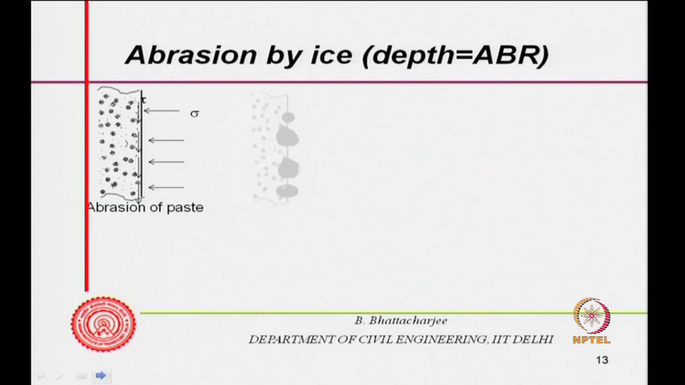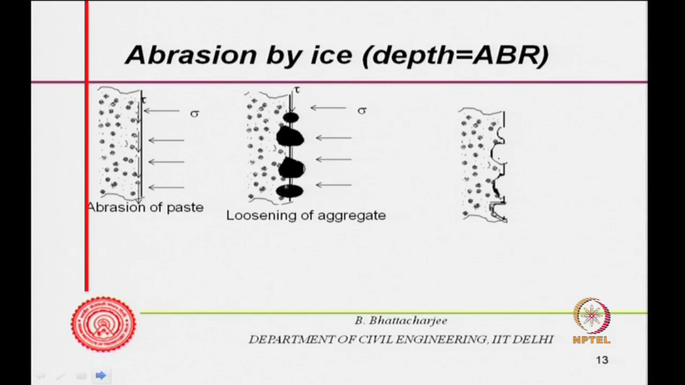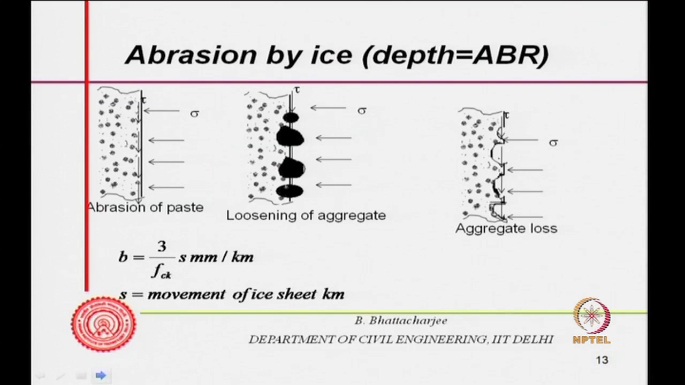So, the paste goes out first and then exposes the aggregate, and when further shear stress hits the aggregate and the normal stresses hit the paste, the aggregate gets loosened. So, loosening of the aggregate would occur and finally the aggregate will go out, and then further shear stress and normal stress will act. This phenomenon may continue depending upon how the ice hits. This scenario causes aggregate loss and structurally disintegrated concrete.